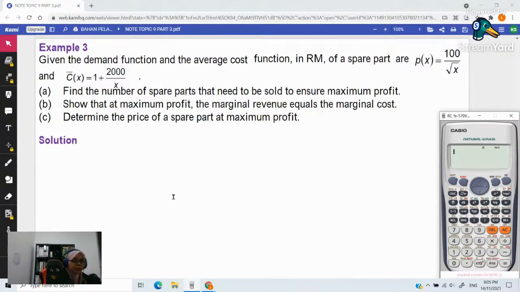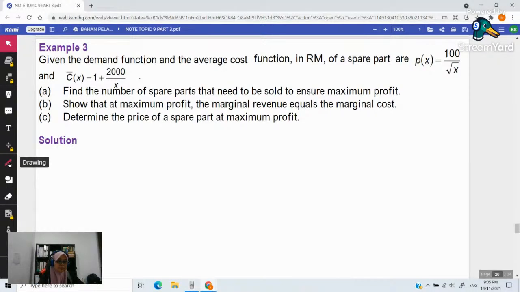Today I will continue Lecture 4, Topic 9, example number 3. So let's proceed with example number 3. Given the demand function and the average cost in RM of a spare part, P(x) equal to 100 over √x, and C bar(x), which is average cost, equal to 1 plus 2000 over x.